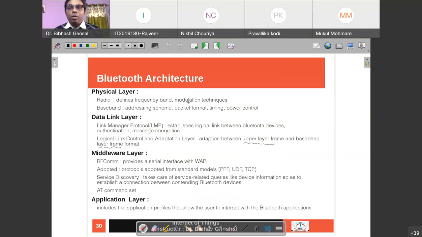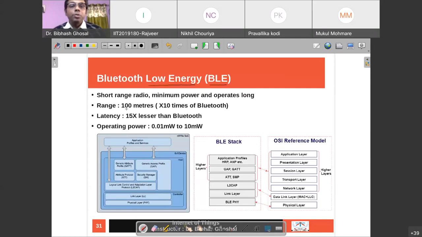But Bluetooth was improved, and people came up with Bluetooth Low Energy, which is in short called BLE. The idea was to improve the range, first of all, from about 10 meters to 100 meters, to reduce the latency almost 15 times, and to have a lower operating power of the order of 0.01 milliwatt. So this is the prime requirement.